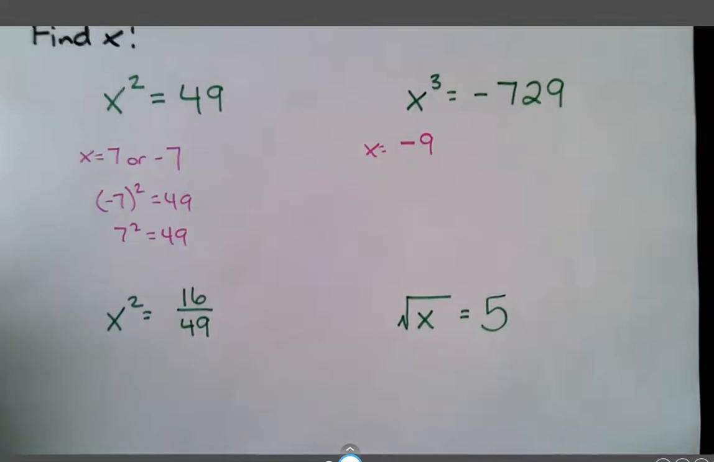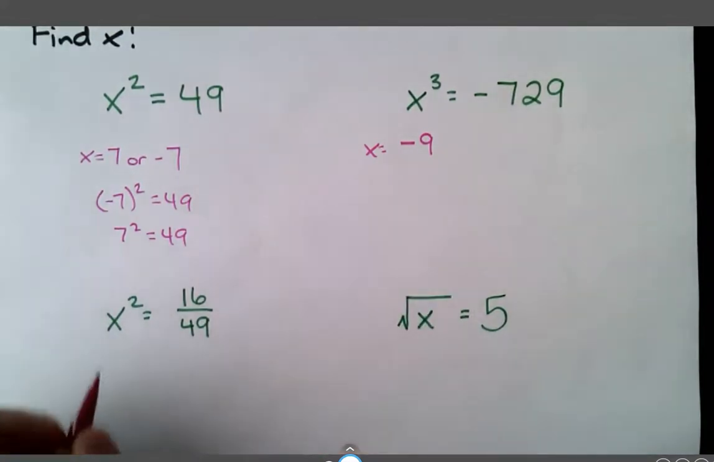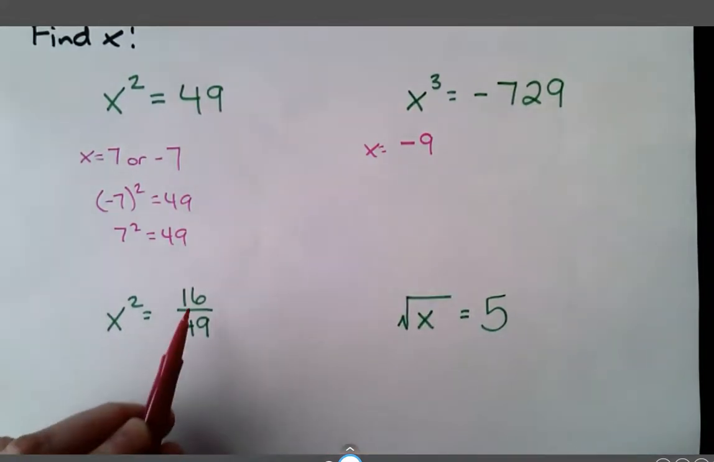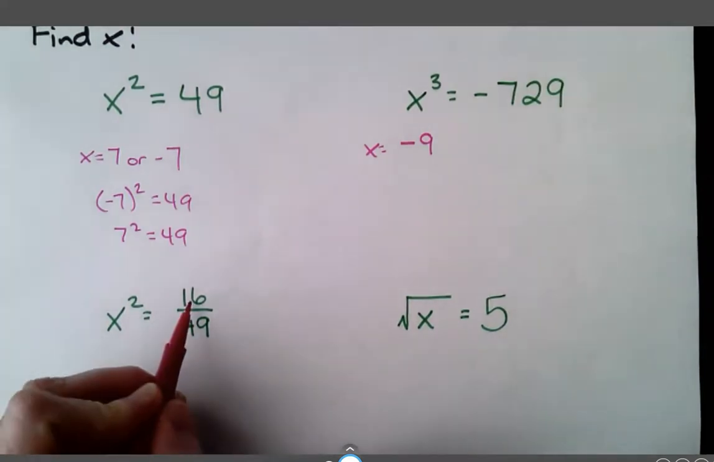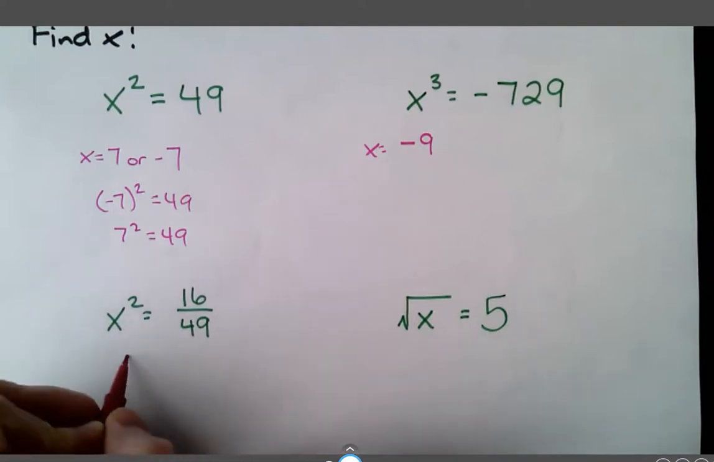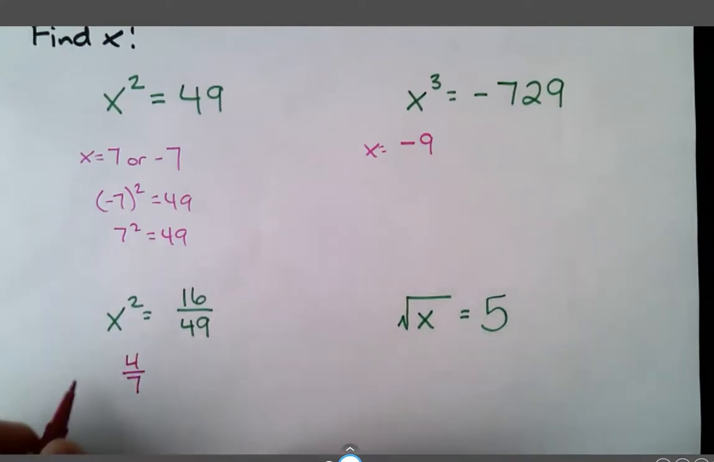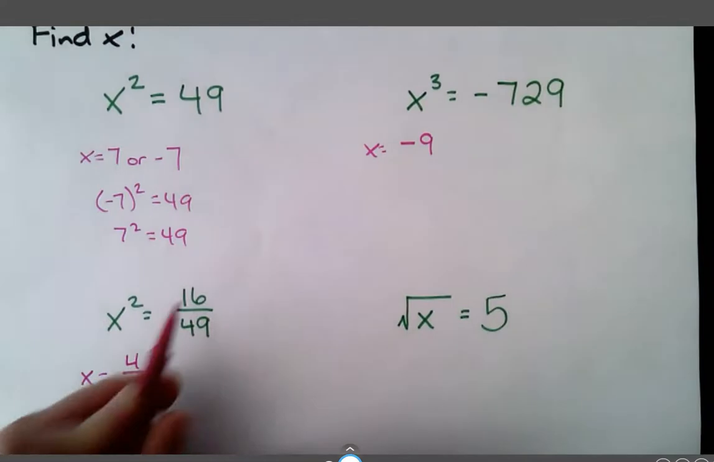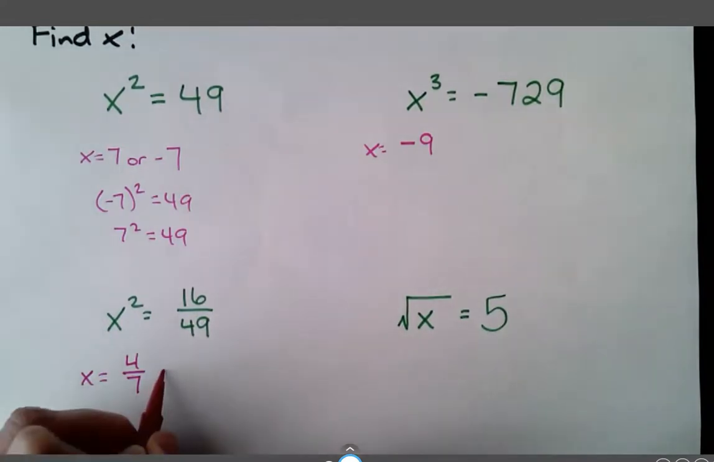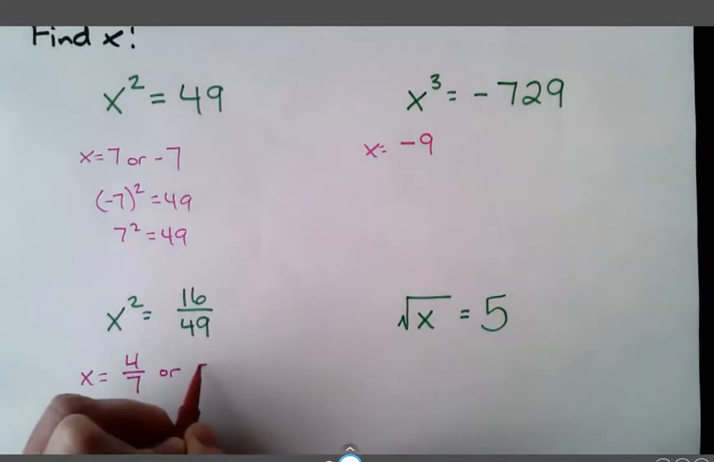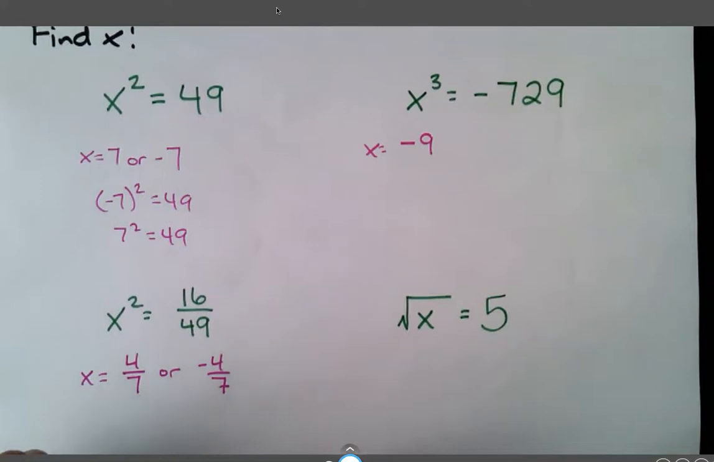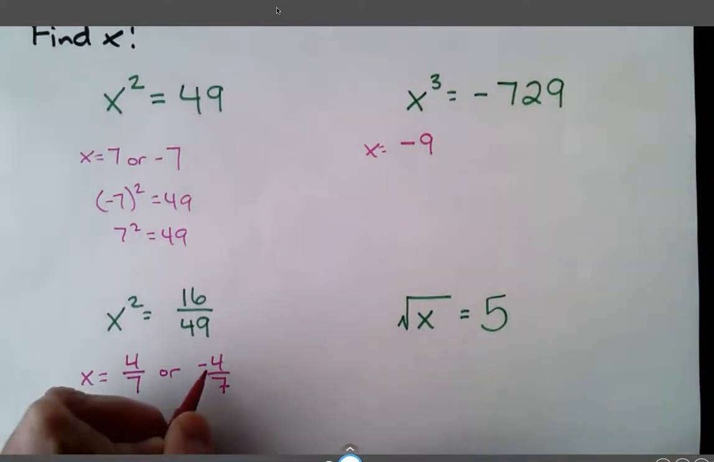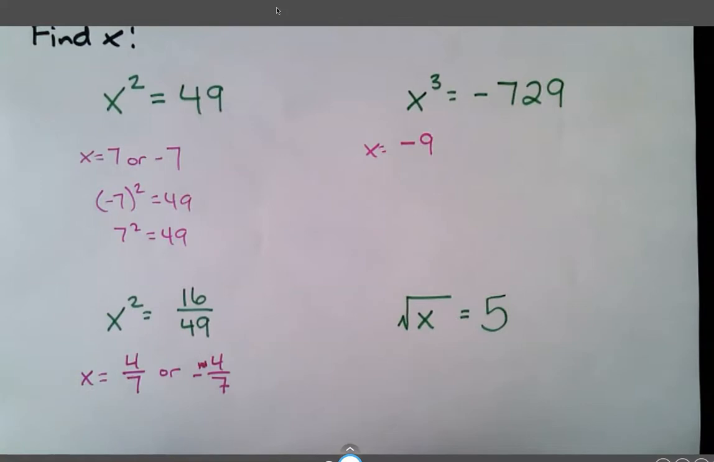What about fractions? Well, that works the same way. What number, when you multiply it by itself, gives me 16/49? Well, this is 4 squared, and that's 7 squared. So we have 4 sevenths, right? 4 times 4 is 16, 7 times 7 is 49, or negative 4 sevenths, right? You typically put the negative sign here, but you could put it on top or bottom, right? So I probably should have written it this way, but it really doesn't matter.